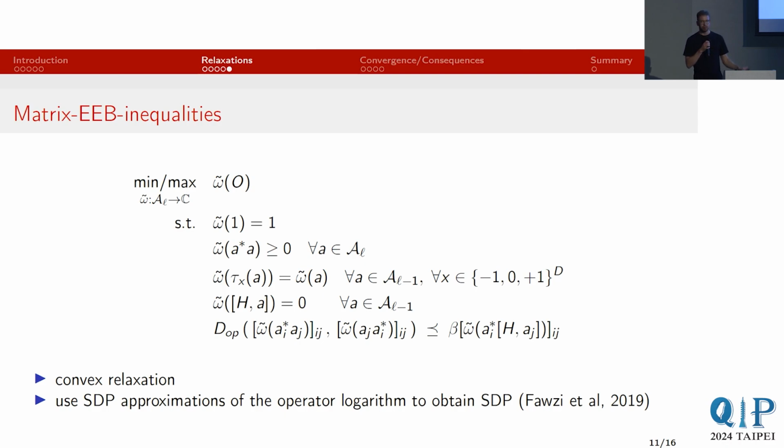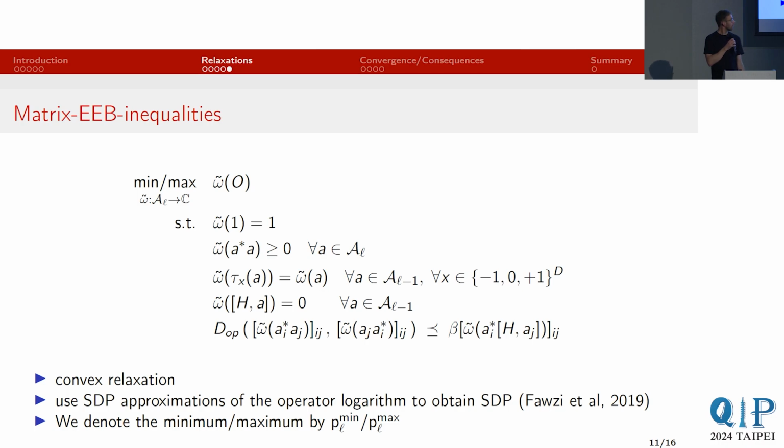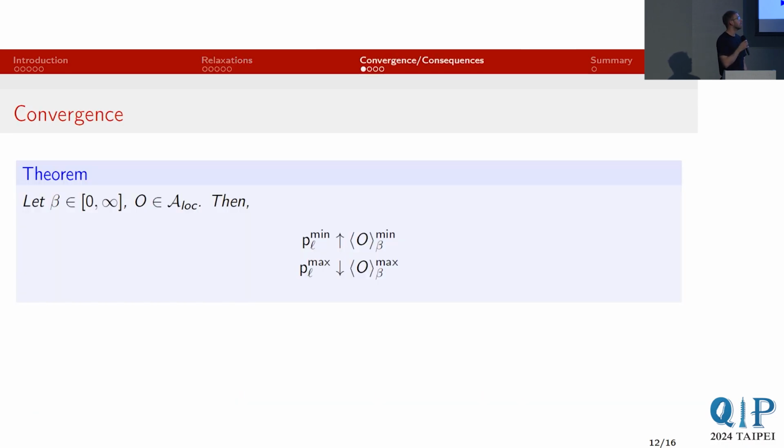So all your theoretical computer science results will hold on the efficiency of solving SDPs. That's actually work by Fawzi et al. on approximating the matrix logarithm. Yeah, and we just denote the resulting values from this hierarchy as P min L, P max L. Okay, so this is a construction, and now let's see what we can do with it.